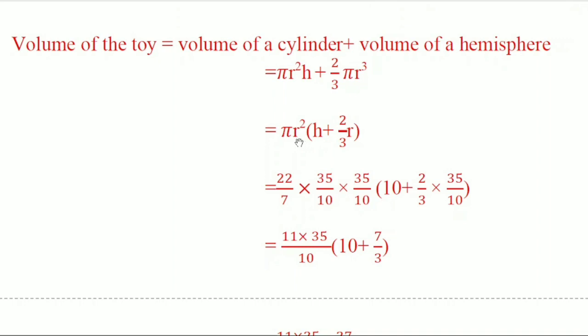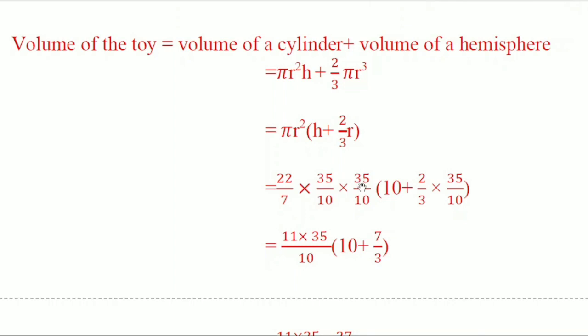So substitute all the values in the given formula. Pi and r are the same on both sides, so you can take them as common. Therefore, pi r square into h plus 2 by 3 r. What is the value of pi? 22 by 7 into r value. The r value is 35 by 10. Here 3.5 is there, but I made it 35 by 10. Why? Because it is very easy. 3.5 is in decimal form, I converted it into fraction form, and it becomes 35 by 10. Therefore, it is very easy to divide.